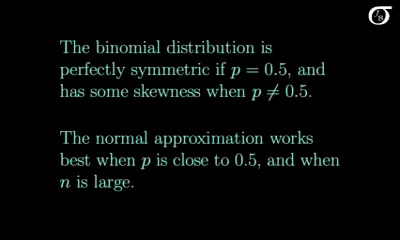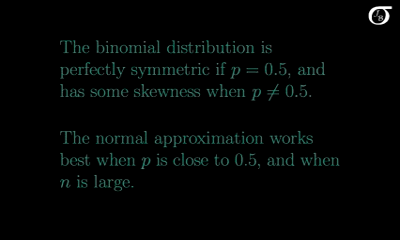Now, you may recall that the binomial distribution is perfectly symmetric if p is exactly equal to 0.5 and will have some skewness when p is not equal to 0.5. Now, the normal distribution is a symmetric distribution, and so the normal approximation is going to work best when p is close to 0.5, and it's going to work better and better as we get a larger and larger sample size as well.